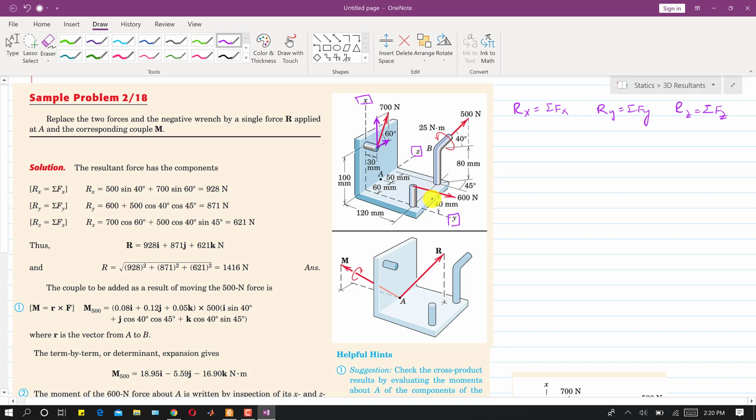Similarly, this force is only acting towards the Y axis, right? And this force is making some angle, a 40-degree angle with the YZ plane, right? So this force is making 40 degrees. If I extend this, then this 500 Newton force is making a 40-degree angle with the YZ plane. So this is that angle.